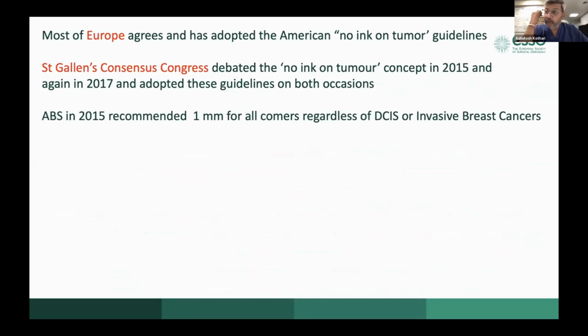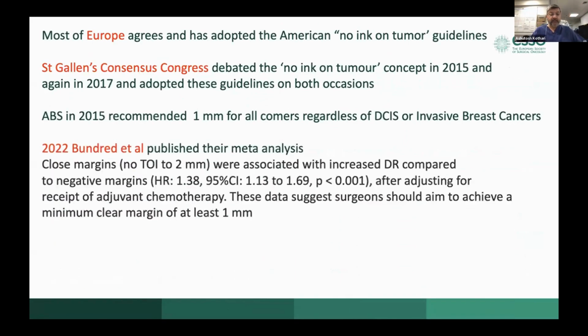And then in ABS in the UK, so we have Brexit Britain, so we have to be different. We said 1 millimeter for all comers, regardless of DCIS and invasive cancer. And then in 2020, Nigel Bundred's team presented their meta-analysis where they looked at the data that was available, and they concluded, and it's a very interesting paper, that 2 millimeters is an ideal margin to have. But in the recommendations, they said the clear margin should be 1 millimeter. Now it beats me why they made that recommendation, but that's what they have said.